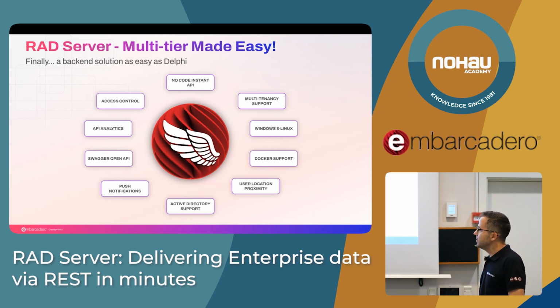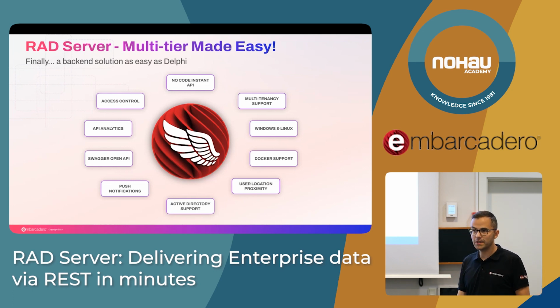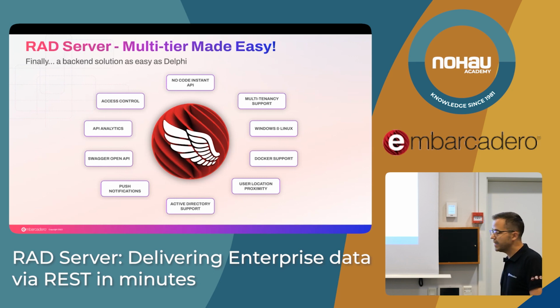We also offer Swagger OpenAPI documentation, which is the standard to document APIs. You can use attributes. We'll see an example as well on RAD Server to document your endpoints. So you can share that with the rest of the team or even with third-party developers, so they will see all your endpoints and how they can access them. We integrate as well push notifications for iOS and Android, all that included with RAD Server. Obviously, you will need to configure your own certificates.